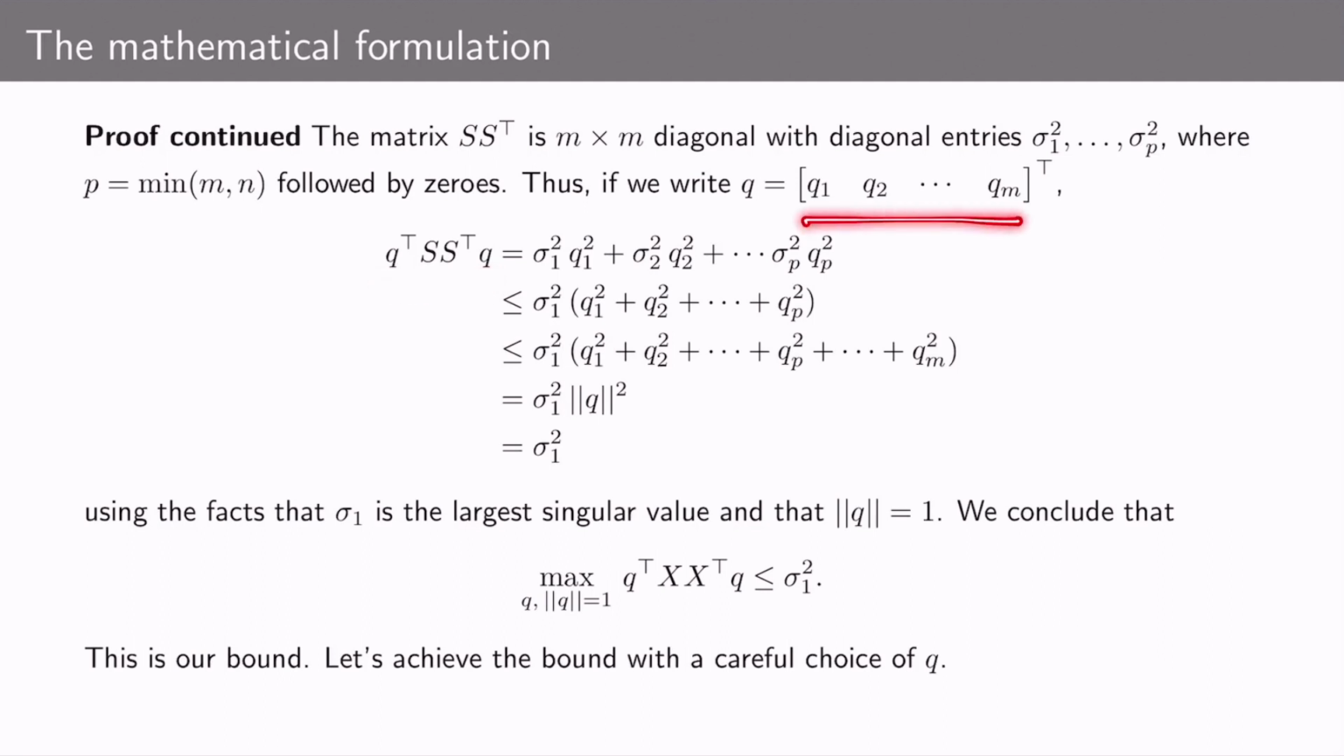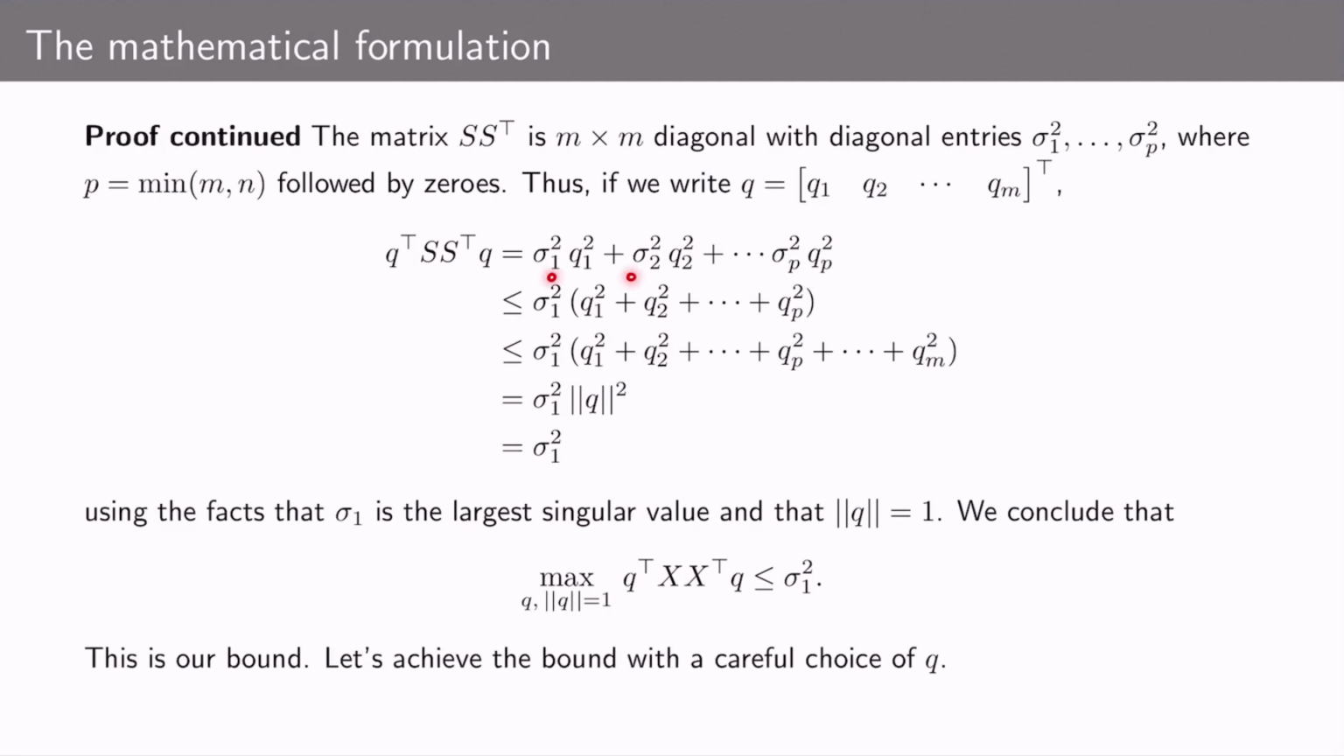Write out Q and its components, Q1 through Qm. Then the product of Q with this diagonal matrix gives me the sum of the squares of the entries of Q, with coefficients equal to the diagonal entries of S transpose. Since sigma 1 is the largest singular value, if I replace sigma 2 squared with sigma 1 squared, I make this whole sum bigger. So let's do that with all of the singular values, all the way up to sigma p squared, replace it with sigma 1 squared.